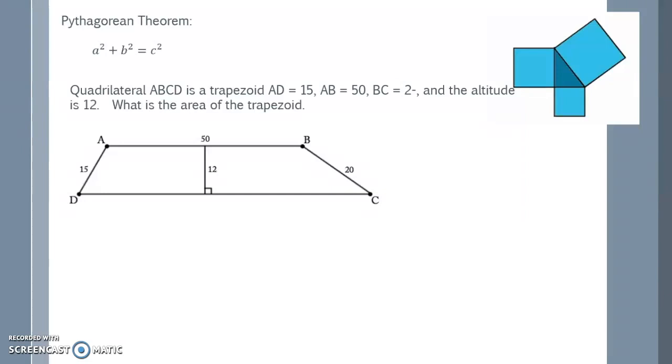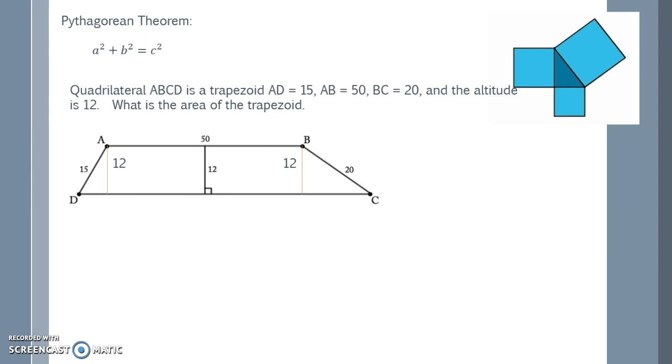Quadrilateral ABCD is a trapezoid where the lengths of AD are 15, AB is 50, BC is 20, and the altitude is 12. What is the area of the trapezoid? The first thing I notice is that I can draw a vertical line from point A down to the line CD such that it creates a 90-degree angle. Same with drawing a vertical line from B down to CD, such that that also creates a right angle. And both of those distances will also be 12.